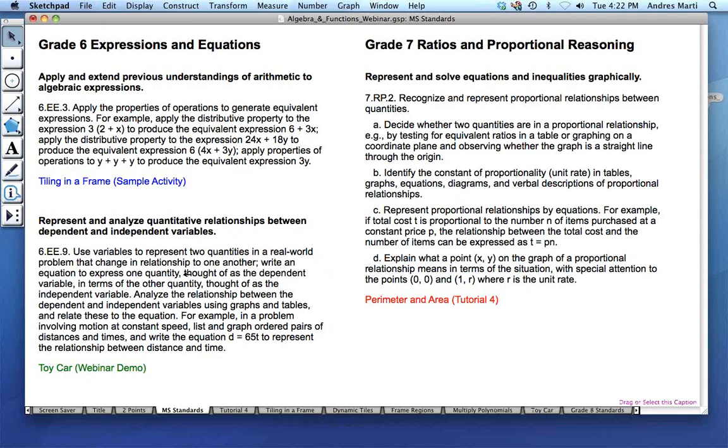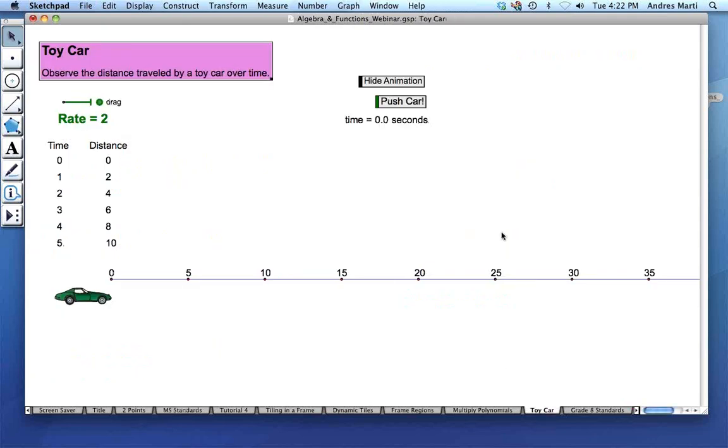And then finally, as far as the toy car, by the way, I have a little color scheme here. Anything that's red is the tutorial. When I mark something in red, that's a tutorial that I'm going to use to show that. If it's blue, it's a sample activity. If it's green, it's a demo that I'm doing today that will be included in the sketch, but it's not something that we normally give away for free. But you'll get this today.